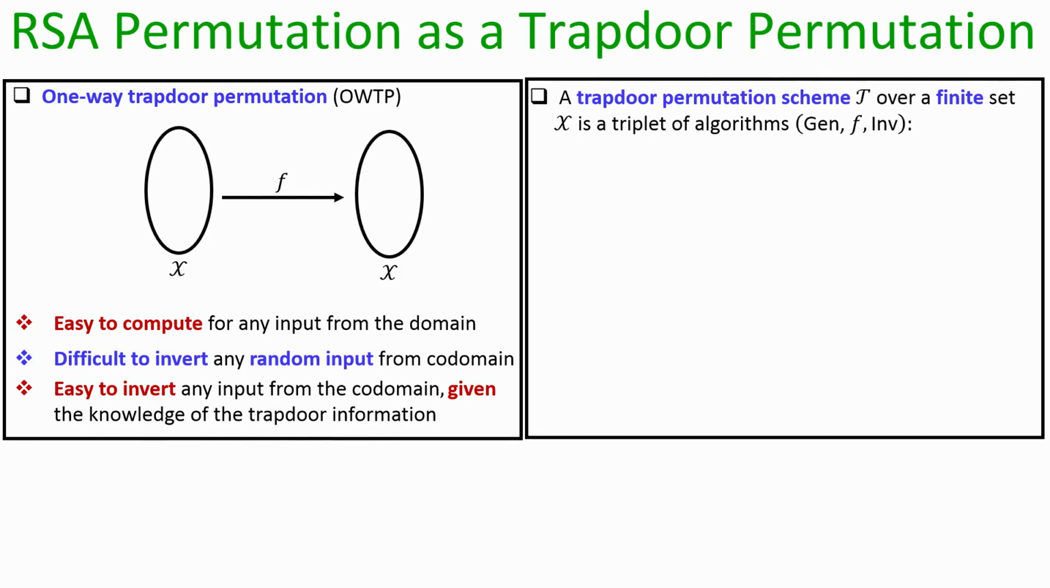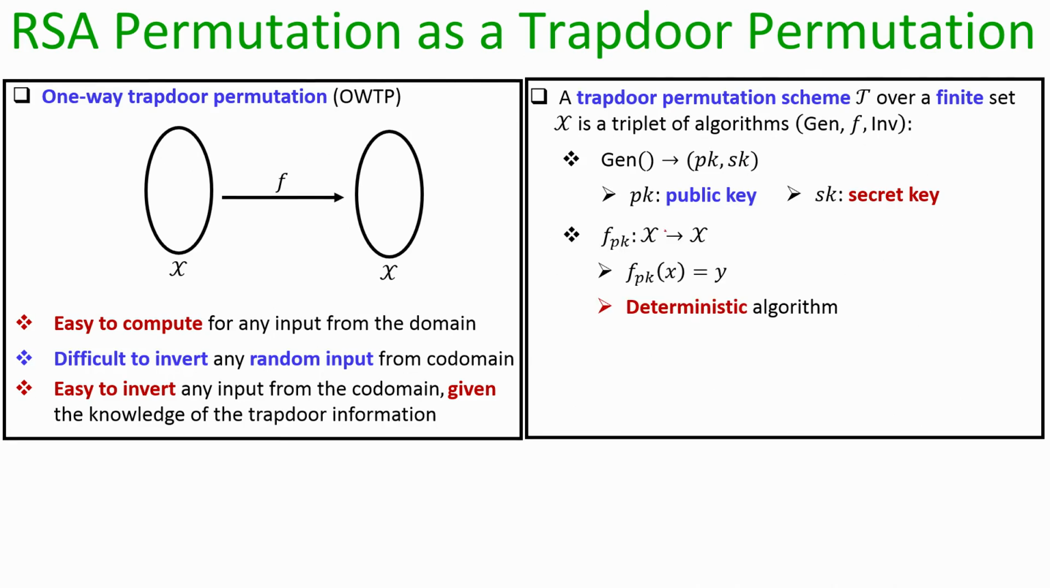More formally, we have a trapdoor permutation scheme over the set X, which consists of a key generation algorithm, a function f and its inverse, where the parameter generation algorithm will output a public parameter and a secret parameter. The function f is a keyed function, keyed by the public key pk, and it takes values from the set X and gives an output from the set X, and it is a deterministic algorithm. A corresponding inverse algorithm is operated by a secret key. Your secret key is acting as the trapdoor information here, and using this trapdoor information you can correctly invert any y from the codomain, namely the set X.